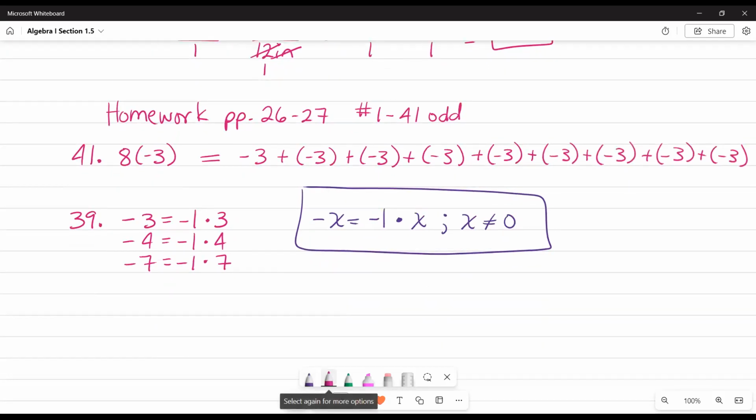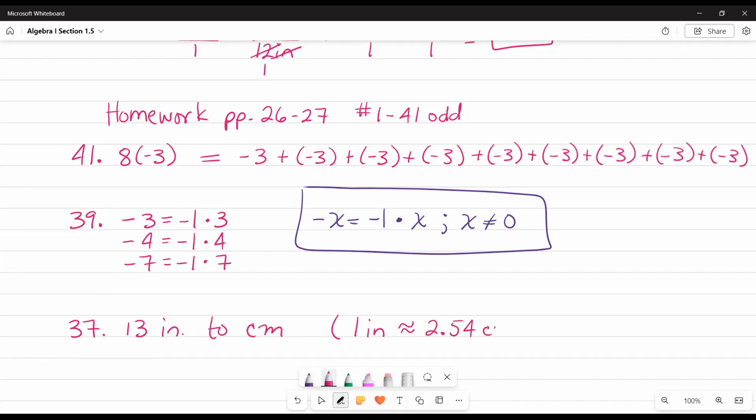Fair play. Okay, now this is an example of the conversions we were talking about. 37. Convert 13 inches to centimeters. And they've given us the conversion. 38, yeah, I almost started doing that as well. 1 inch, this is actually approximate, but we'll take it, is approximately 2.54 centimeters.